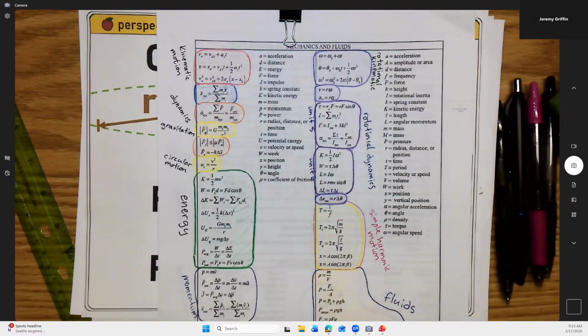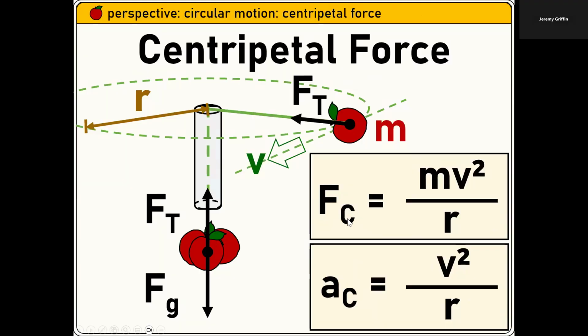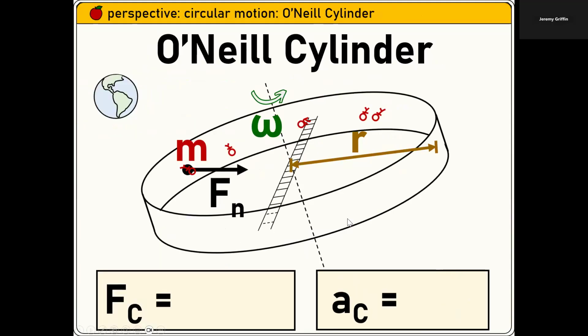I think I have an O'Neill cylinder coming up pretty soon. Oh yeah, there it is, O'Neill cylinder. So guys, once you make that substitution, what's this formula and what's that formula? Go ahead and write those two real fast. See if you remember those. What is the centripetal force and centripetal acceleration in terms of not a linear speed, but in terms of how fast the whole turntable is rotating? Hey, what did you guys come up with?